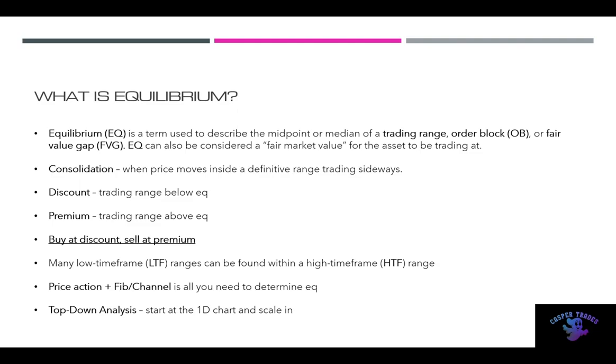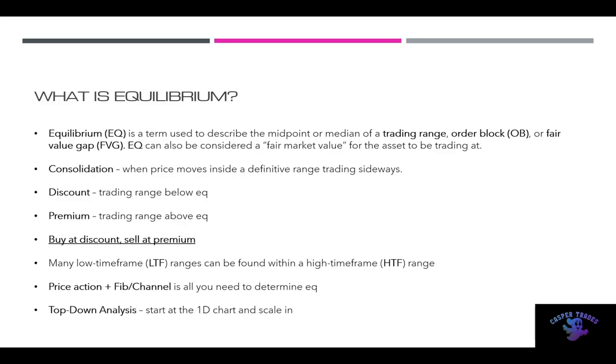Discount, right? This is where you want to be a buyer. This is when you're trading below equilibrium or fair market value. On the other hand, we have premium, where you're trading above equilibrium or above a fair market value. Common sense states that we would want to buy any item at a discount and sell it at a premium. So you must do the same with the assets that you're trading.